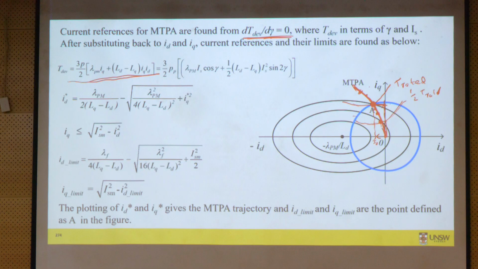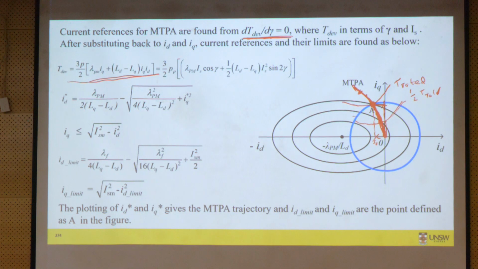If we operate here, we are outside of the current limit. So we cannot operate there. We are outside of the current limit, outside of the voltage limit, right? And so from 0 speed to the rated speed, we operate along this trajectory up to here, okay. And we can calculate out the ID and IQ.